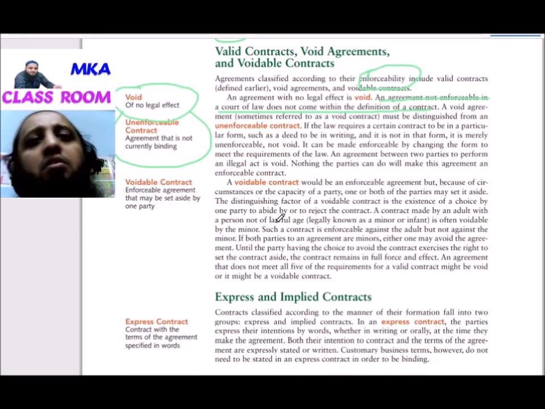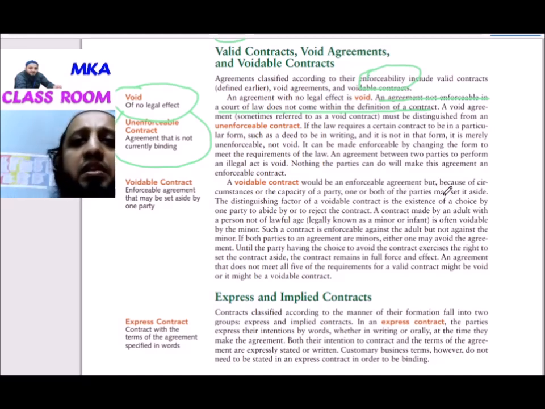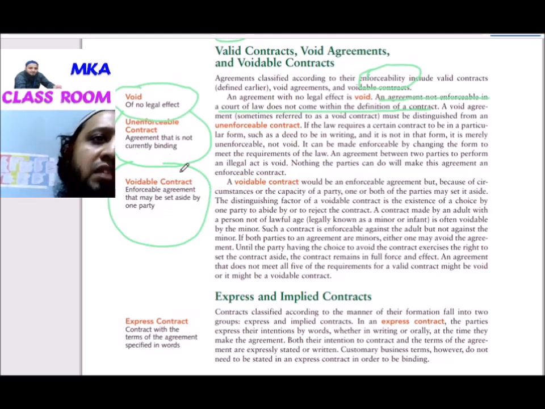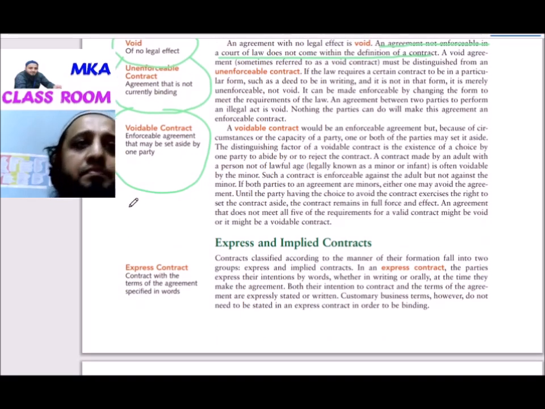Then voidable contract. A voidable contract would be an enforceable agreement, but because of circumstances or capacity of a party, one or both parties may set it aside. So voidable contracts means the enforceable agreement that may be set aside by one party. That means an agreement which is proved by the law, that is the voidable contract.